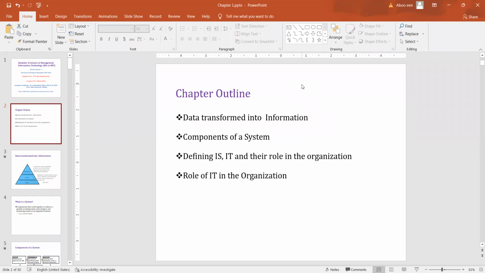Any other idea? Facts and statistics, facts collected from statistics, okay, correct. Fact and statistic, okay. Any other idea?